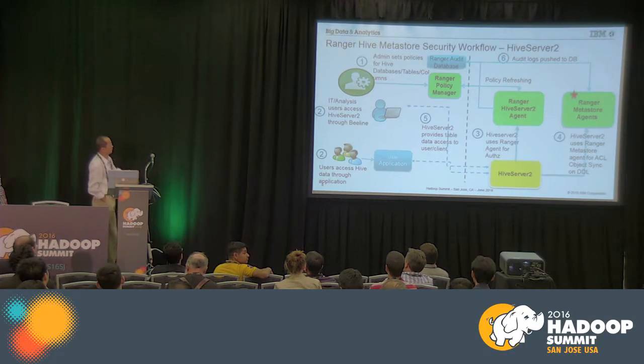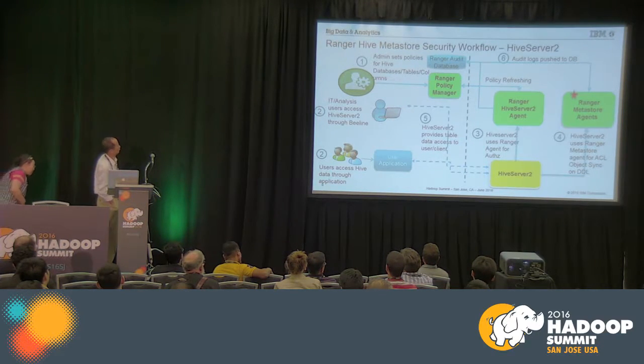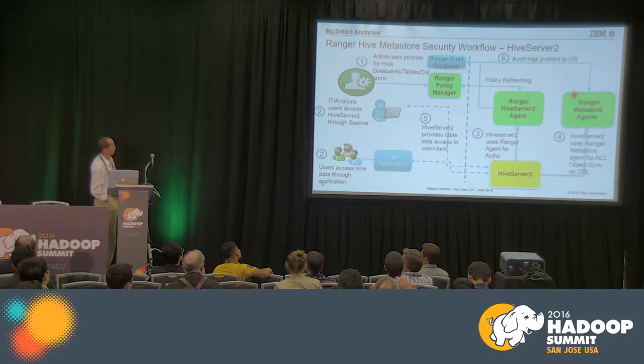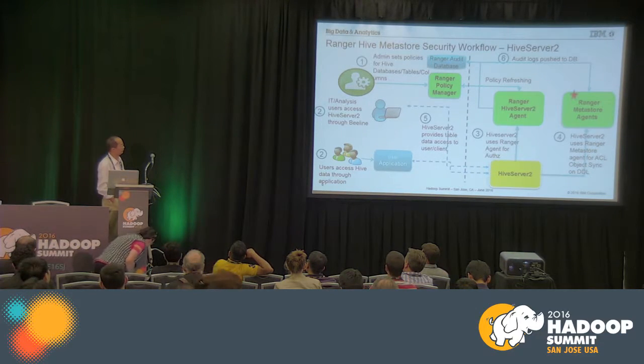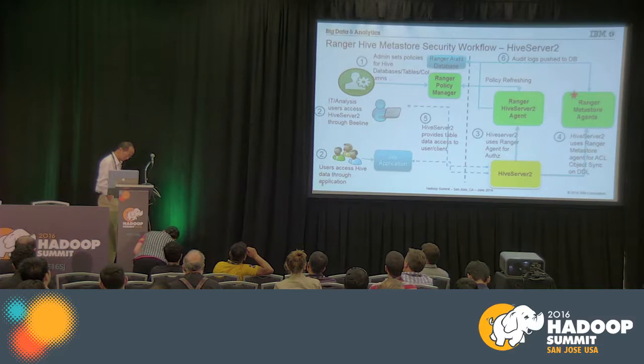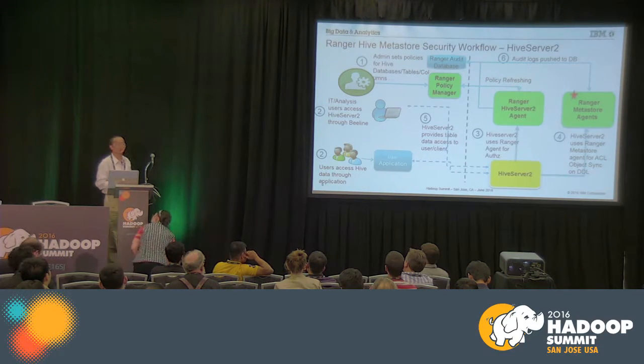So the Ranger Metastore agent will use that information, will pass that information to the Ranger Policy Manager to do the actual sync of the echoes. These echoes could be the original echoes, but on different database objects. Or it could be the echoes of the HDFS resource, the HDFS locations that store the Hive data. Can go next.